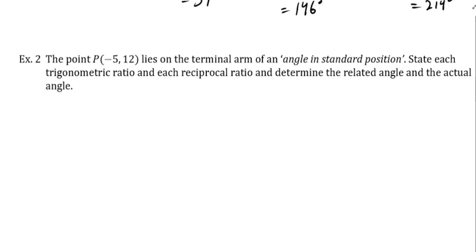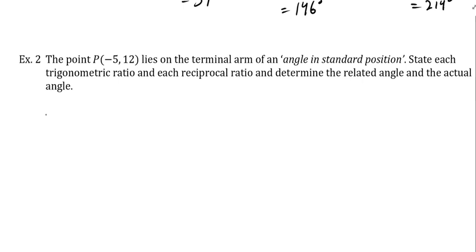Okay, let's keep going. The point P, negative 5, 12, lies on the terminal arm of an angle in standard position. This is just general wording that introduces the question. This is a typical kind of question where it gives us a point. And in this case, it asks us to state each of the trig ratios and each reciprocal ratio, and determine the related angle and then the actual angle. Very interesting. Let's get started.